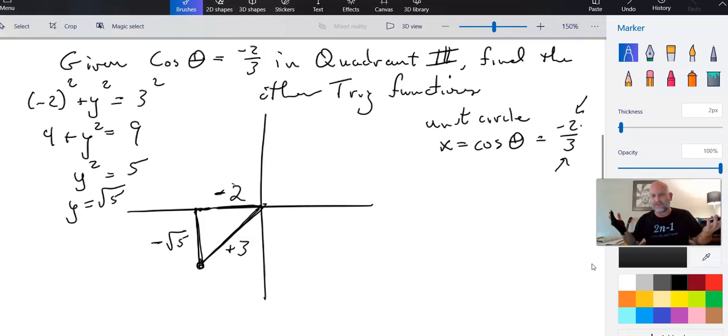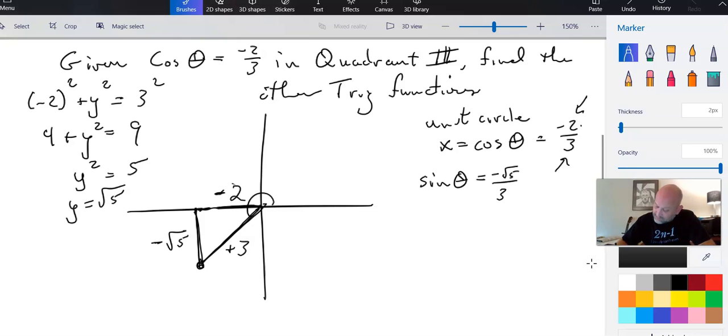We have all three sides of the triangle, right? Once you have all three sides of the triangle, it's very straightforward. All you need to do is just compute the ratios. We already know cosine theta is -2/3. Sine theta then, if I'm looking at this angle, would be the opposite over the hypotenuse, so it's -√5/3.